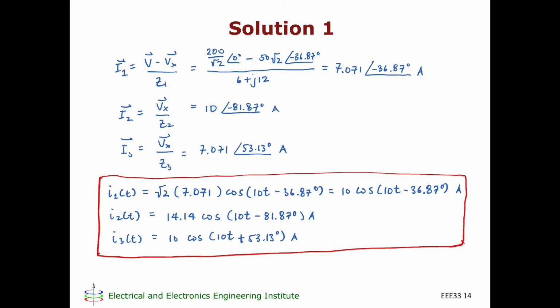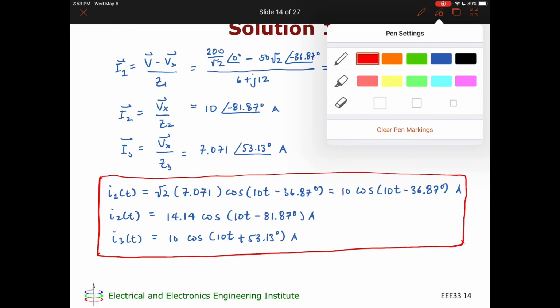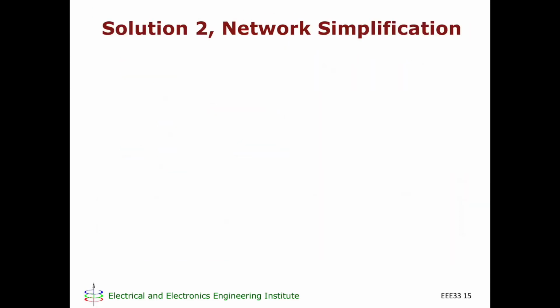Okay, that is using solution 1, which is to use the nodal analysis. Let's do it another way. Let's use network simplification. So the thing to do is determine the equivalent impedance seen by the voltage source.